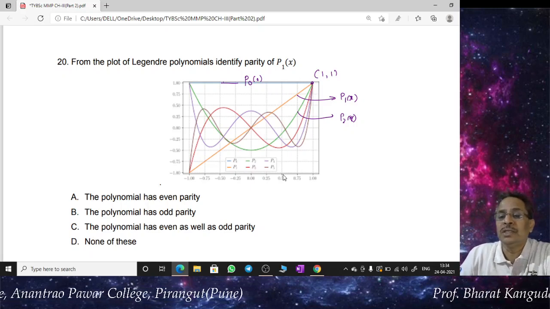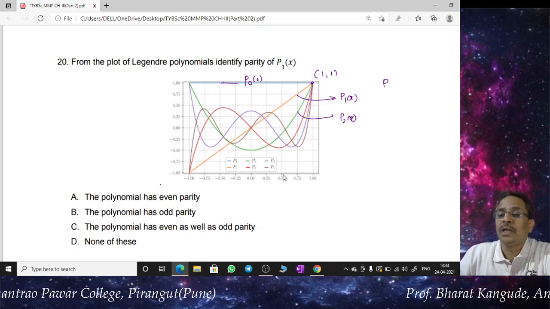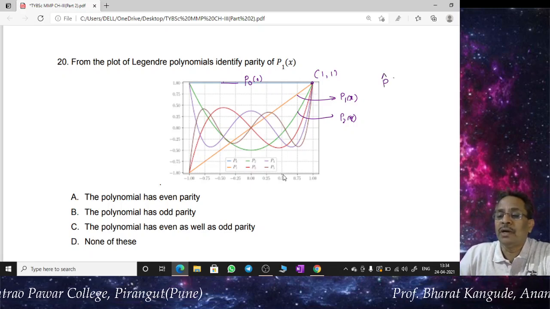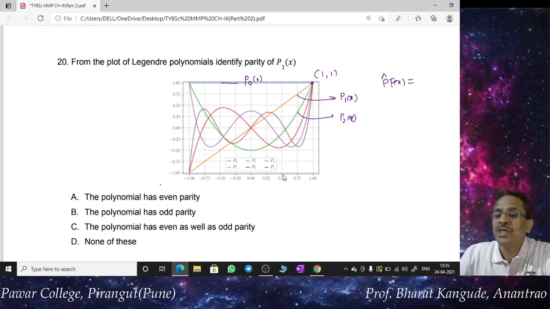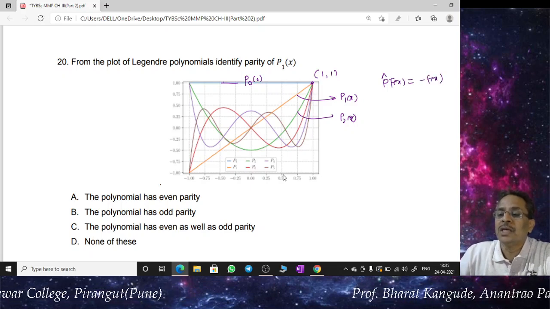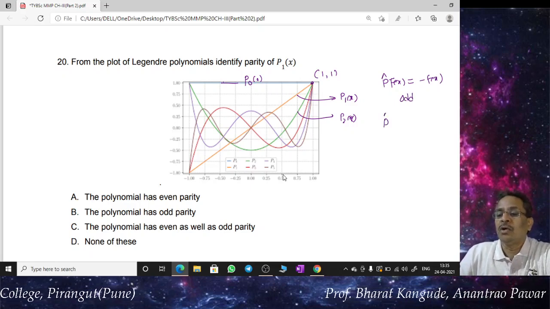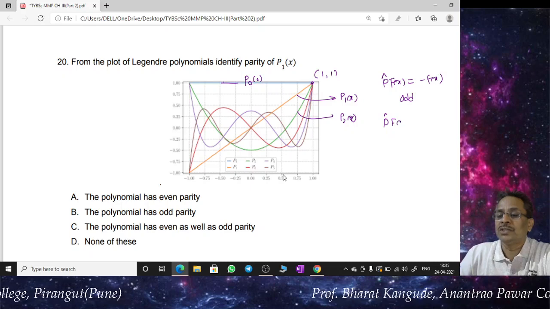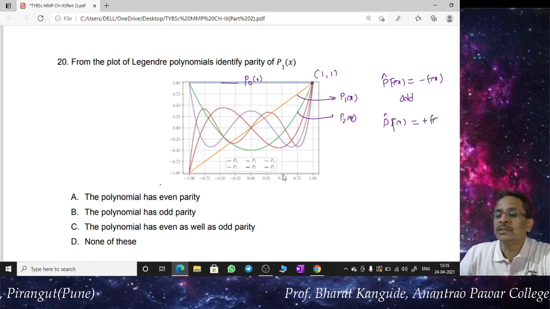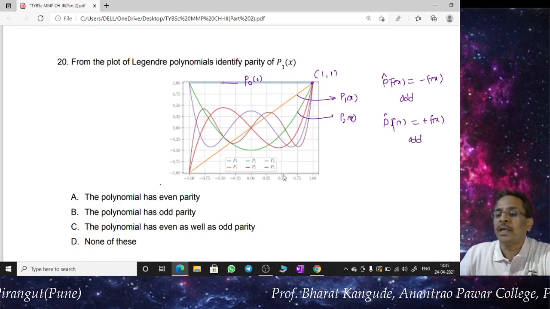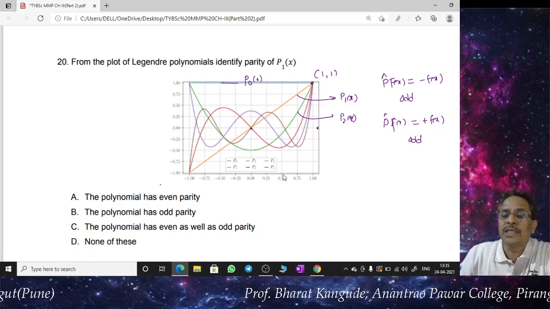So here we have seen this is P1x, and what we say parity: when this parity operator is operated on a given function, suppose this function f of x, and if there is a change in the sign of that function f of x, we call it an odd parity. That function is said to have odd parity. Or if this operator P operates on this given function f of x and there is no change in the sign of the function, then it is said to have even parity.